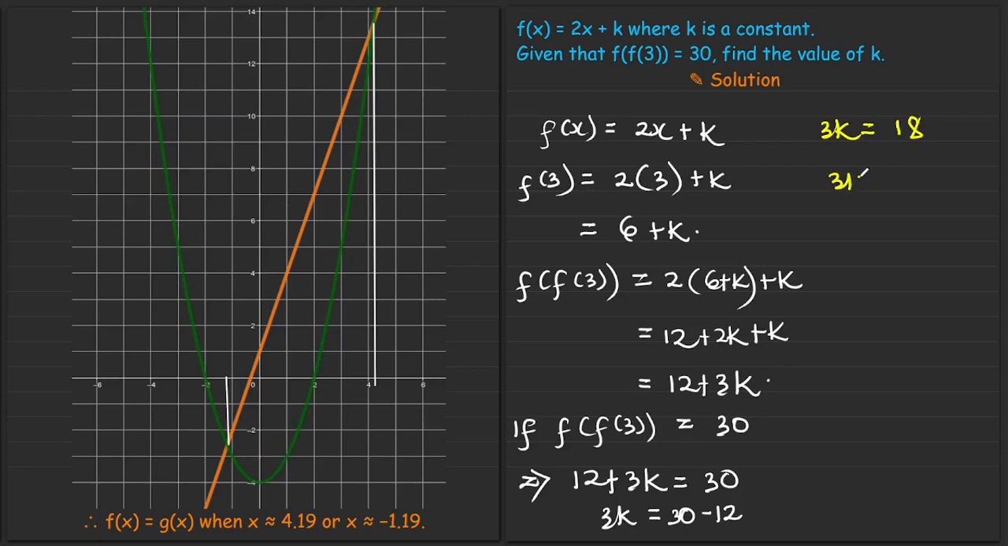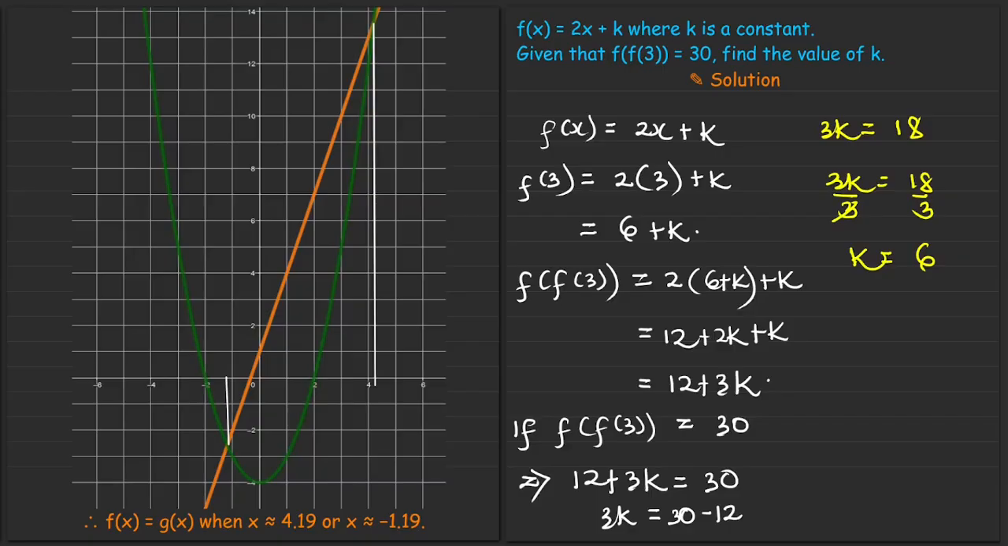Hence, we need to solve for our k. And we do that by dividing both sides by 3. So that our k is equal to a 6. As simple as that. So that concludes everything.